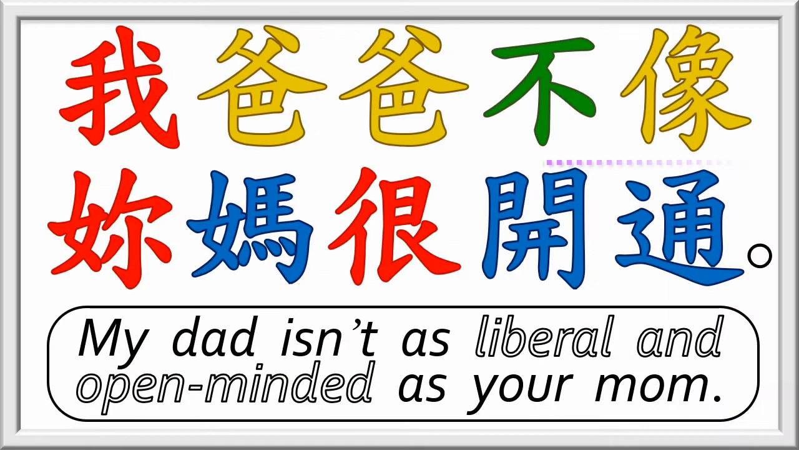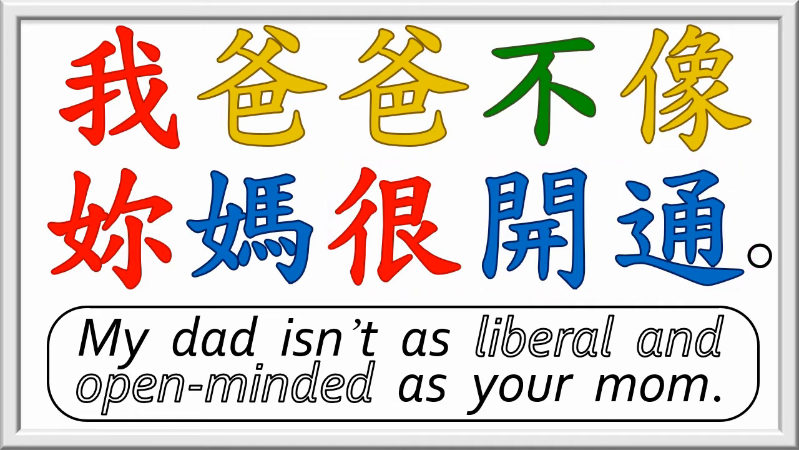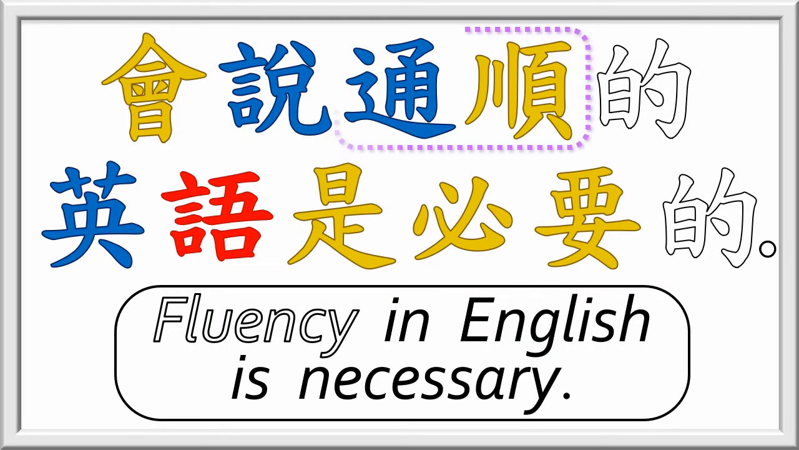If a person is liberal and open-minded, 开通, there's obviously no barrier against modern ideas. 我爸爸不像你妈很开通. My dad isn't as liberal and open-minded as your mother. When communicating orally or in writing, 通顺 or fluency is important. 会说通顺的英语是必要的. Fluency in English is necessary.